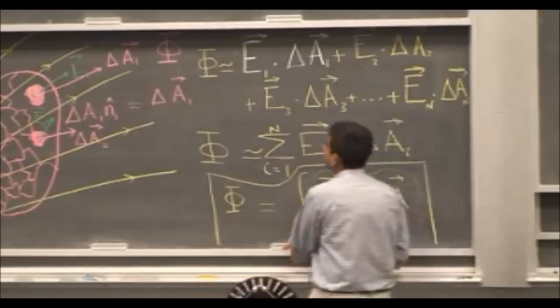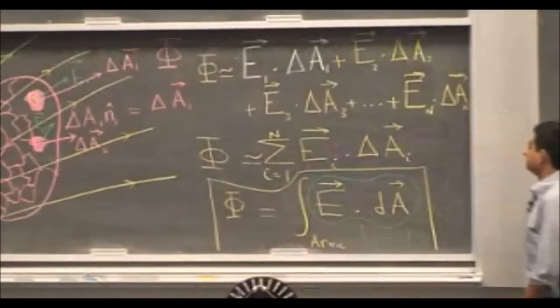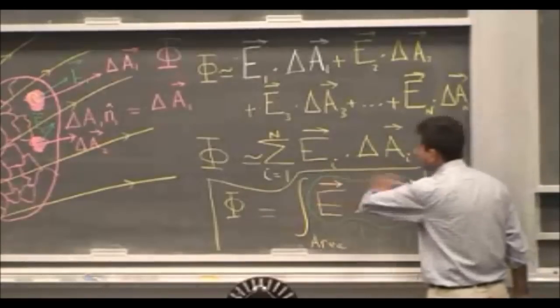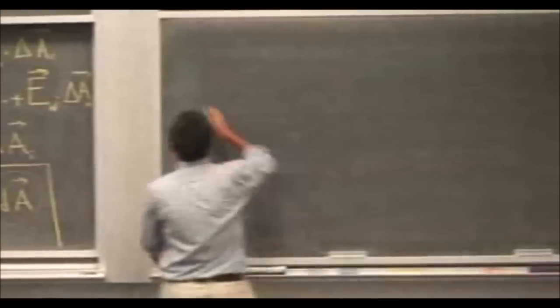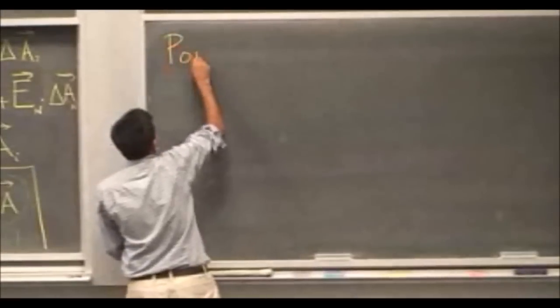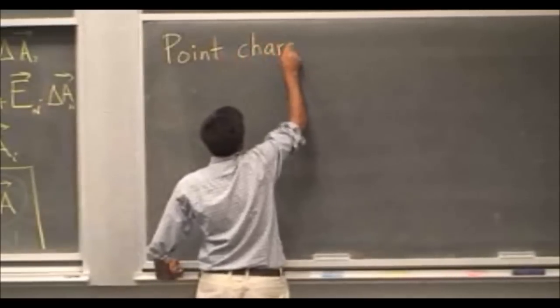Alright, I have to move on slightly. I'll answer your questions in a while. So this is the flux through a surface in arbitrary space. Now let's consider a point charge, and we're inching towards Gauss's law now.